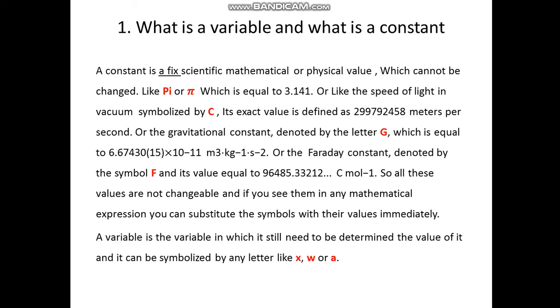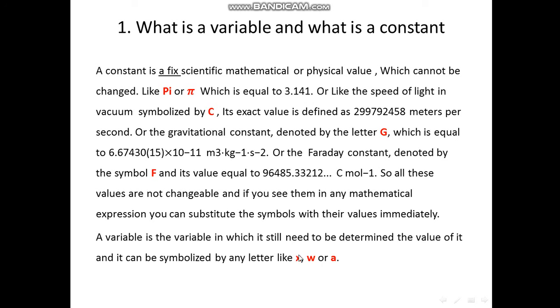So, I know it's a lot of text, but you can read through this. What is the difference between a constant and a variable? A constant is something like pi. You know pi? How much is the value of pi? 3.141. And this is constant. This is not changeable. It will stay forever. If you see a pi in any mathematical expression, you can immediately substitute the value 3.141. So it's a constant.